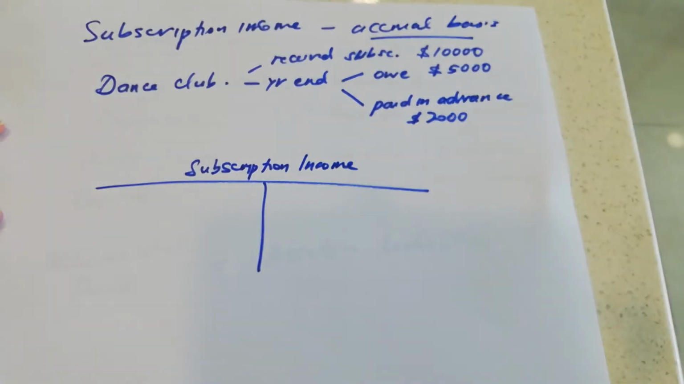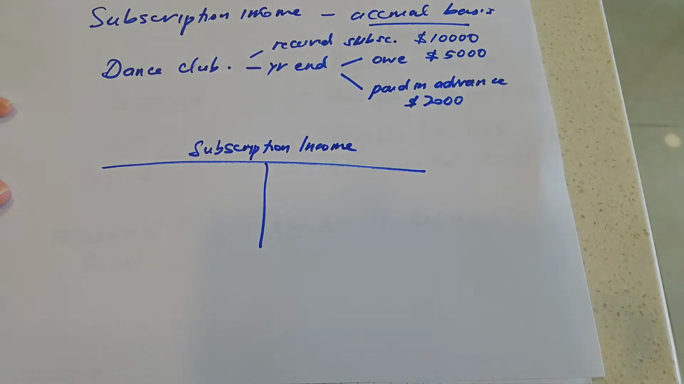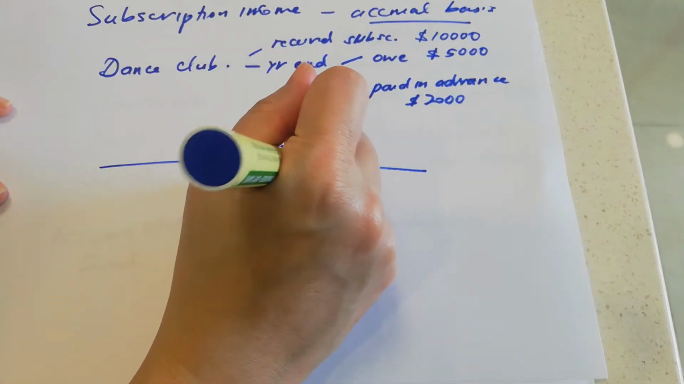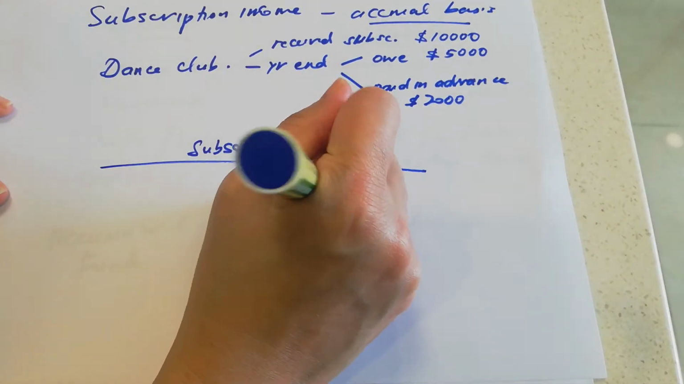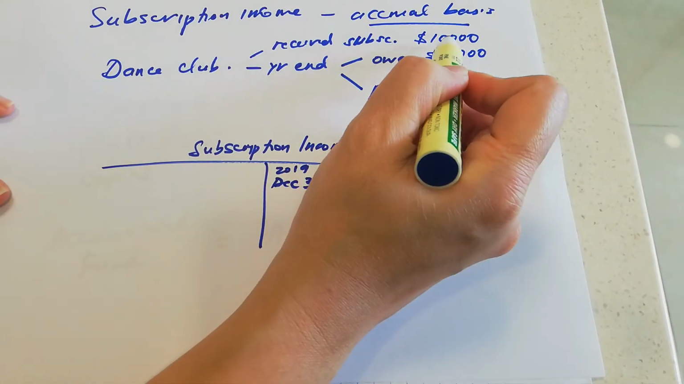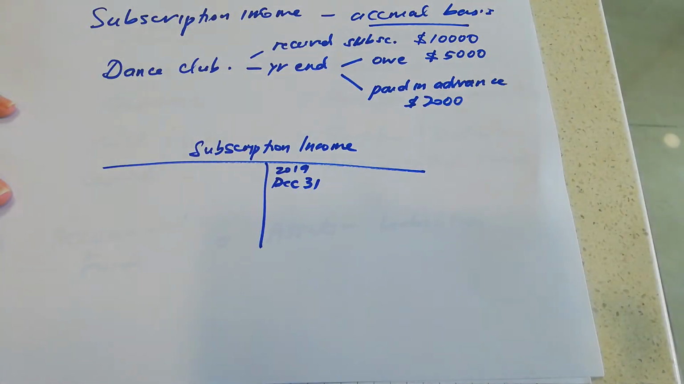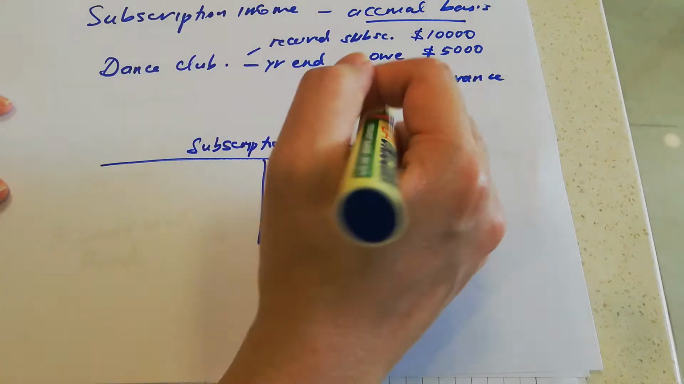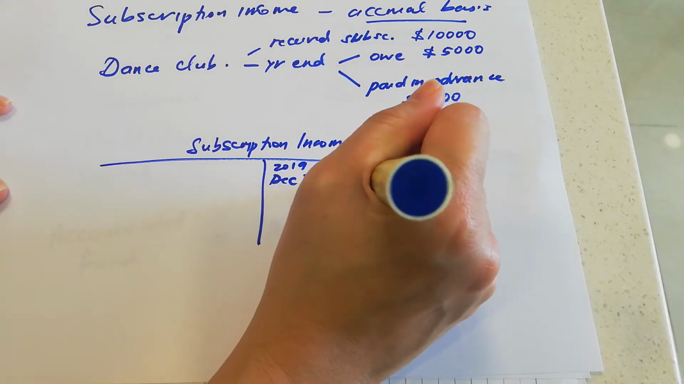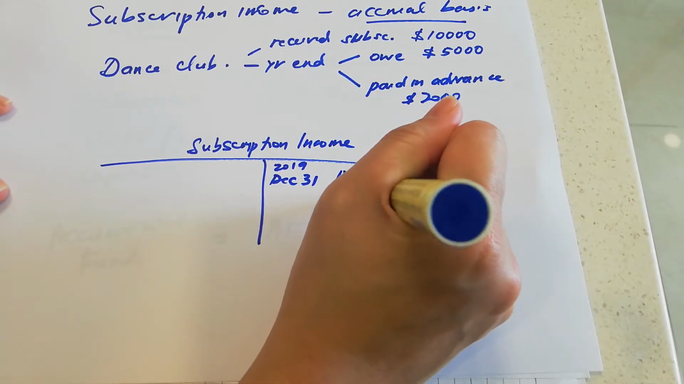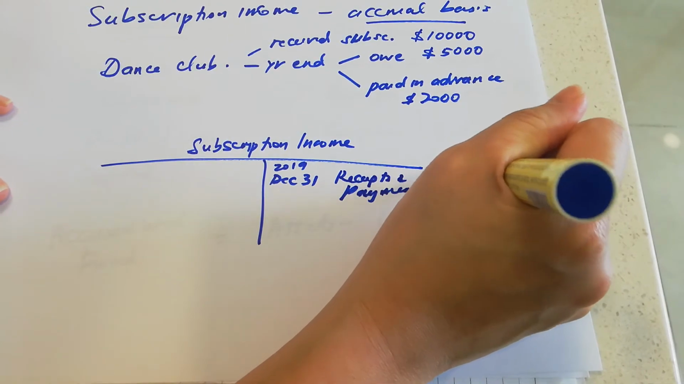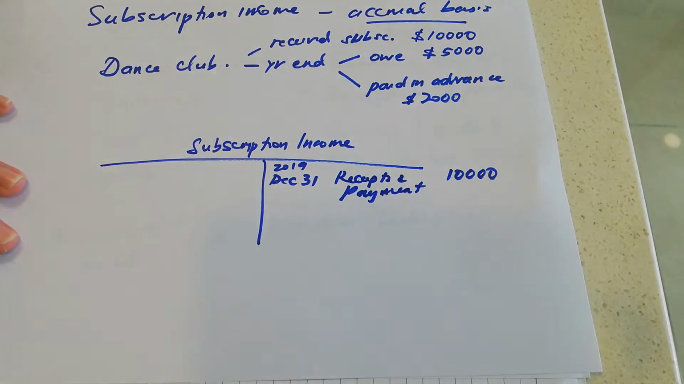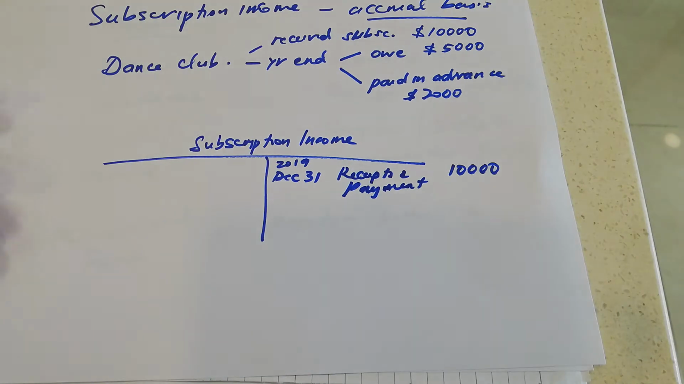To show you a simple example, let's say my year end is December 31st, 2019. When you receive the subscription of 10,000, what would you do? You would credit subscription income account, because this is an income account, and debit receipt and payment account, right? Because you receive money. Or you can also put in the word bank, it's okay.